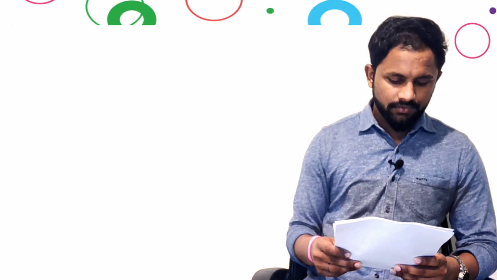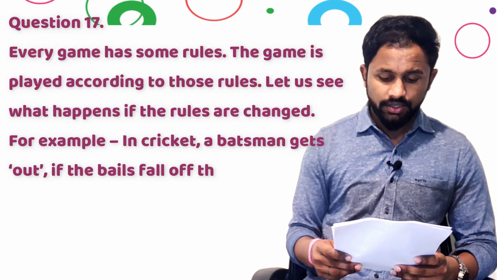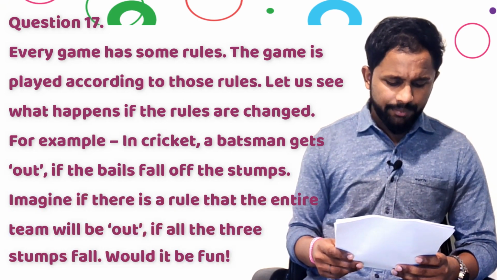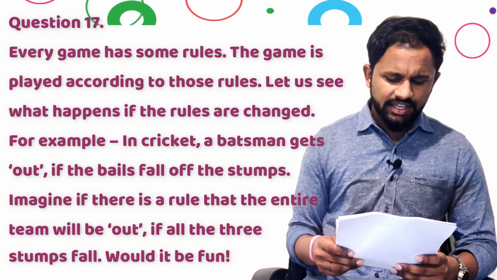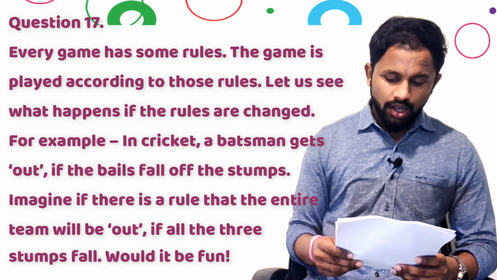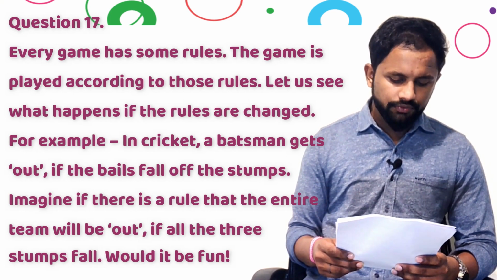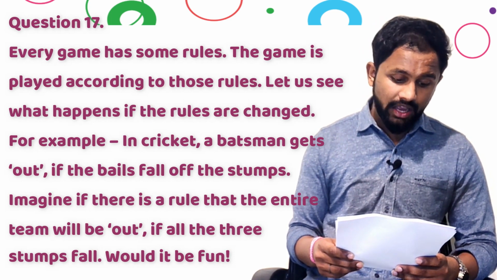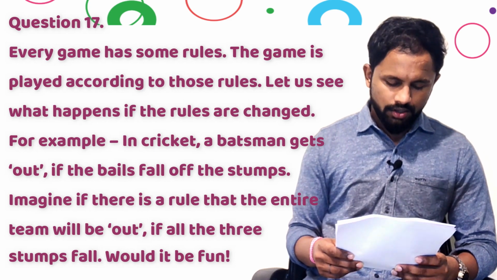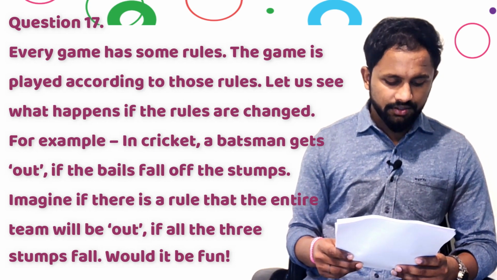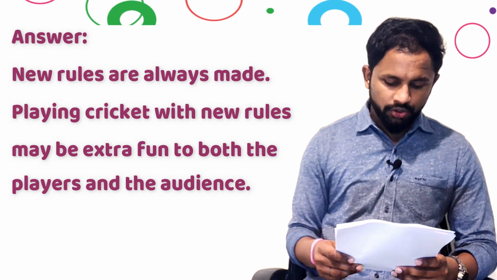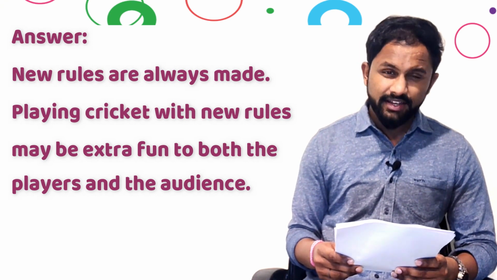Question number 17. Every game has some rules. The game is played according to those rules. Let us see what happens if the rules are changed. For example, in a cricket game, a batsman gets out if the ball falls off the stumps. Imagine if there is a rule that the entire team will be out if all the 3 stumps fall. Would it be fun? Answer. New rules are always made. Playing cricket with new rules may be extra fun to both players and the audience.